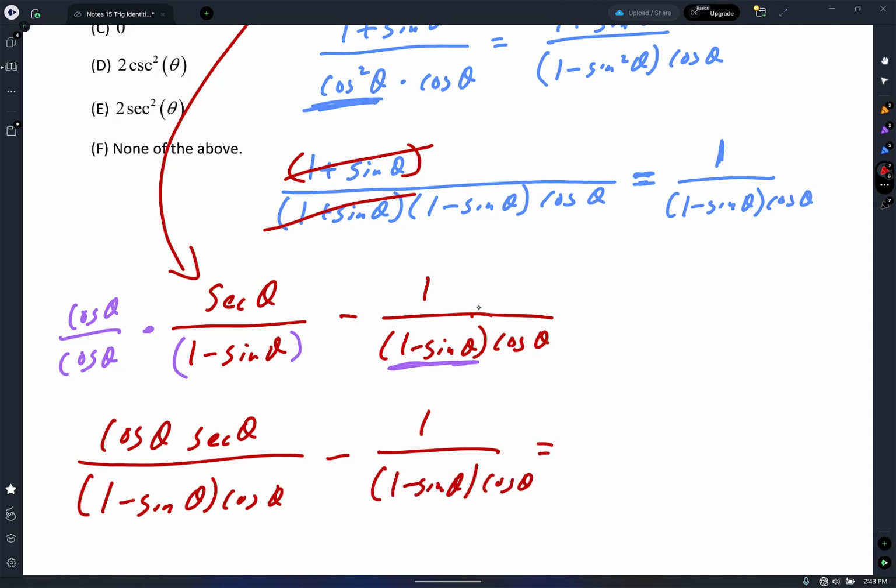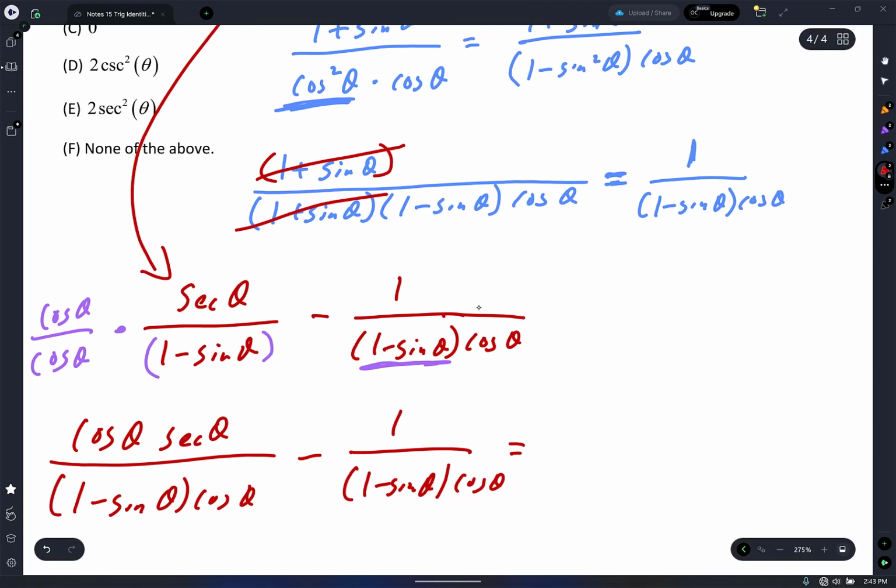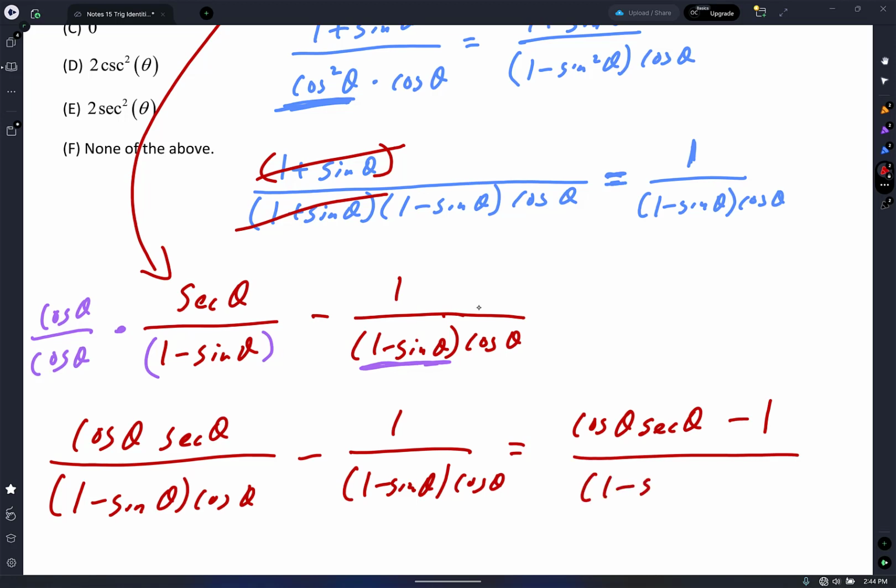I'll wait for you guys to catch up. My denominators are now the same. So can I combine these two fractions? Yes, I can. So I'm going to write cosine theta secant theta minus 1 over 1 minus sine theta times cosine theta. So catch up to here. We're almost done, guys. We're almost done.